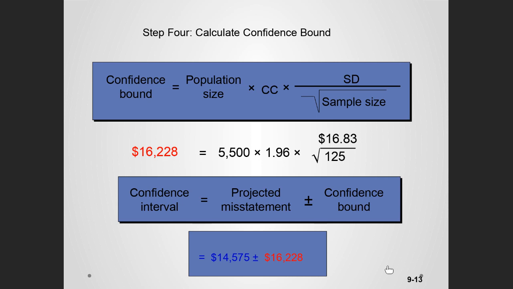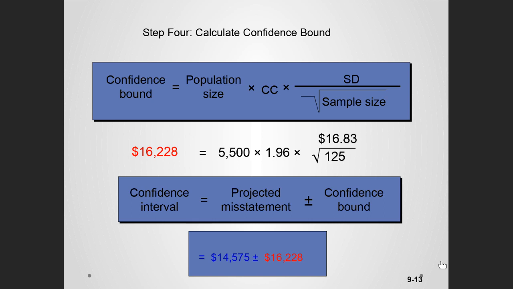Add 14,575 and tell me the number. 14,575 plus 16,228. What is that number? Tell me quickly. $30,803, right? Okay, so that is positive 30,803.